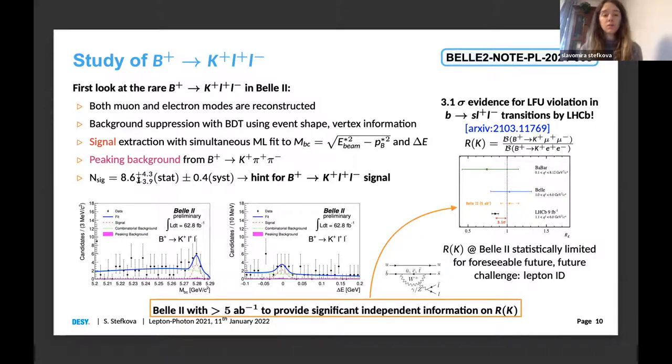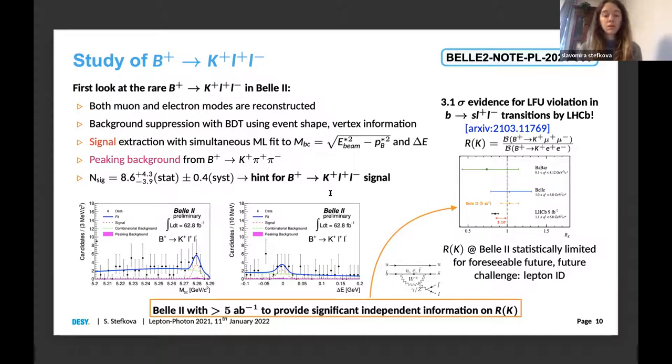And the signal was extracted here with a 2D simultaneous maximum likelihood fit to beam constrained mass and also to the energy difference. And you can see the projection of this fit both to the M_bc, so the beam constrained mass here, and to the energy difference here, with the signal in red, combinatorial background in green, and peaking background in pink. And as you can see from these plots and also from the measurement itself, we really see the first hint for the B to K l l signal.